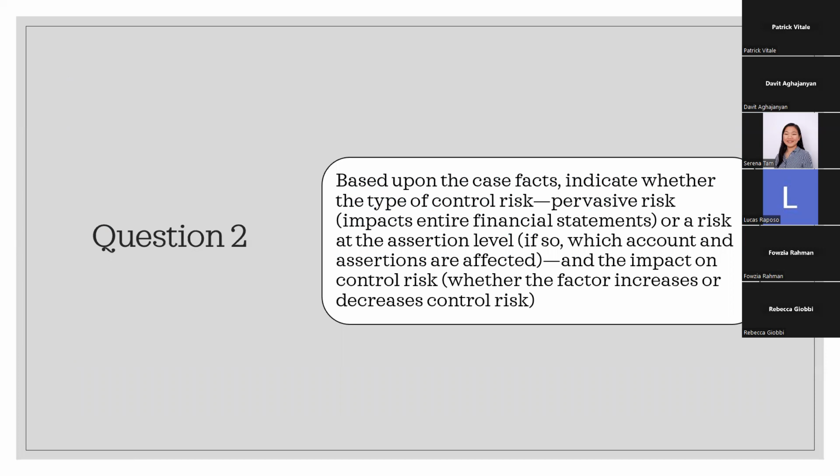Okay, based upon the case facts, indicate whether the type of control risk is pervasive. Okay, guys, it's pervasive and not persuasive. I made that mistake before. Don't do it like I did. It's pervasive or a risk at the assertion level, and the impact on the control risk, whether it goes up or down.